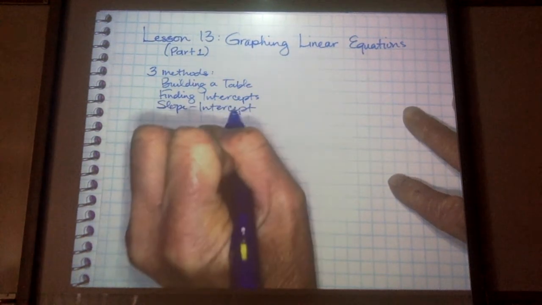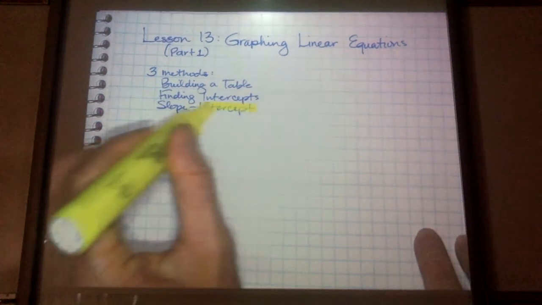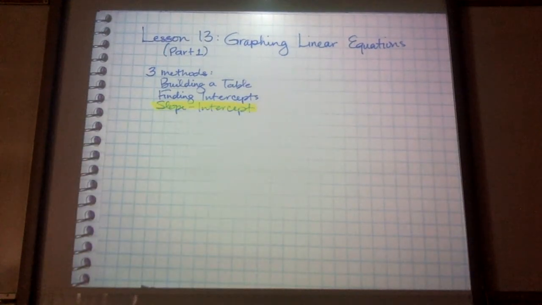Now, I don't care which method you use. I would prefer slope-intercept. It's the easiest, fastest. It carries over into the next class, and we use it all the time. So that's really the only one I'm going to go over. But if you use a different method on the homework or test, that's fine.